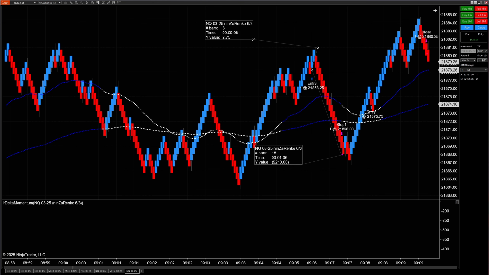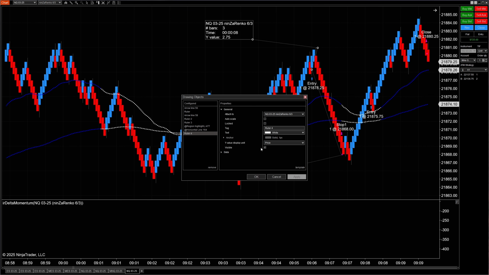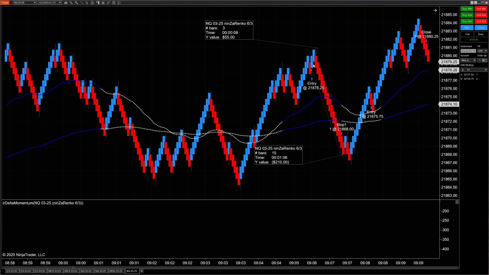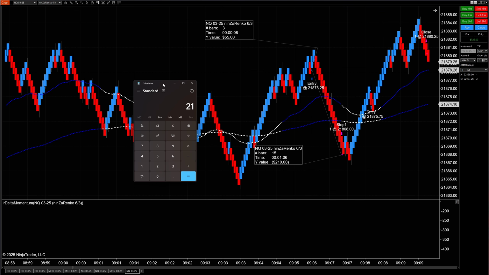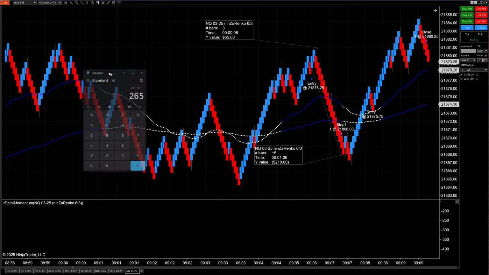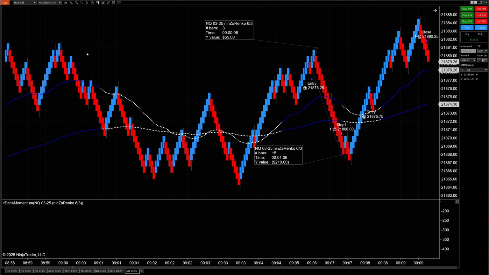And if you look, it moved in our favor by about 2.75 points. So if we put this back on currencies again, we can see the market moved in our favor $55, then came all the way down and stopped us out for $210. Now, just to make math simple, what we'd want to do is add 210 plus $55. So in this example, I actually lost $265 of drawdown.